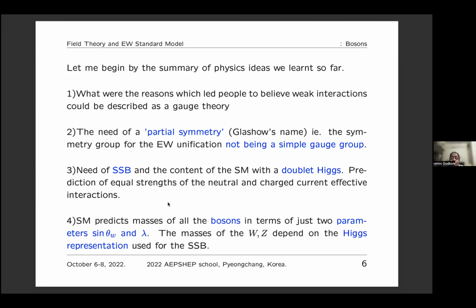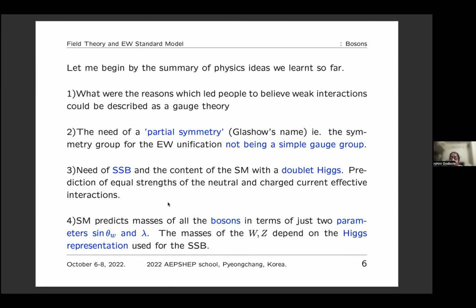Then the need for spontaneous symmetry breaking and the content of the standard model with just a doublet Higgs that we constructed. And one of the most important predictions of that doublet Higgs was that the neutral current and the charged current effective interactions will actually be of equal strength. The other thing we noticed is that the standard model predicts masses of all the bosons in terms of just 2 parameters, sin theta W and lambda. Lambda was disconnected from all the other particles. It only determined the mass of the Higgs boson.